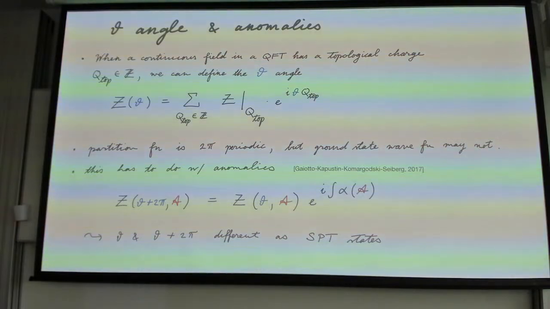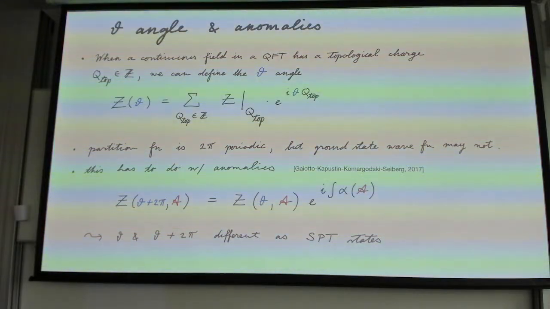But it's not necessarily true that the ground state wave function is 2 pi periodic. And if that's the case, then even if the theory is trivially gapped for most values of theta, then there has to be some kind of phase transition as you dial theta from 0 to 2 pi. Now this has something to do with anomalies.